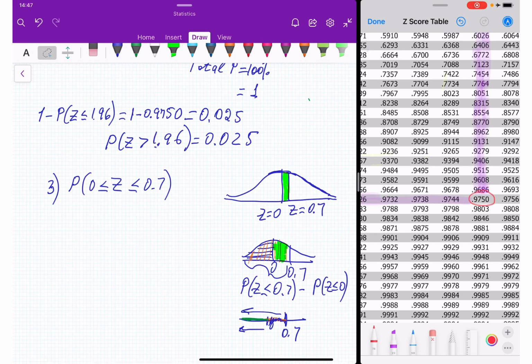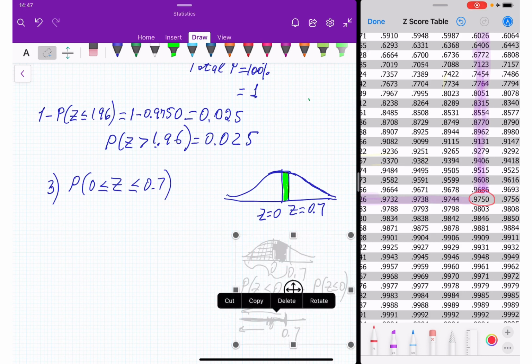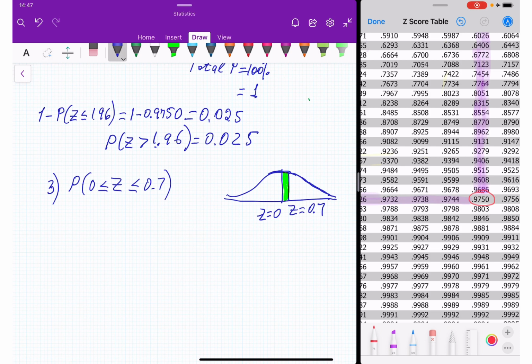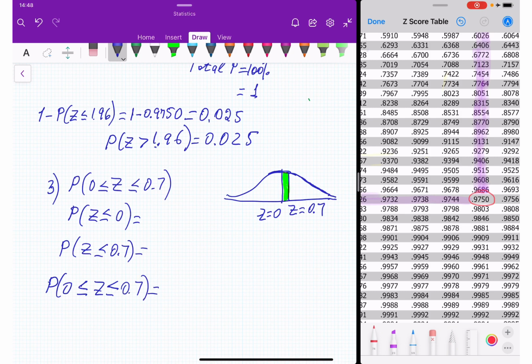So let me clean this mess. Drafting. So what do we need to do? First thing, we need to find the probability for z-score less than or equal to 0. And then we need to find the probability for z-score less than or equal to 0.7. And then we need to subtract. So the probability for z-score between 0 and 0.7 will be equal to the difference. Let's get there first.